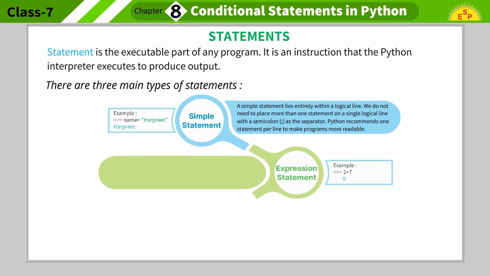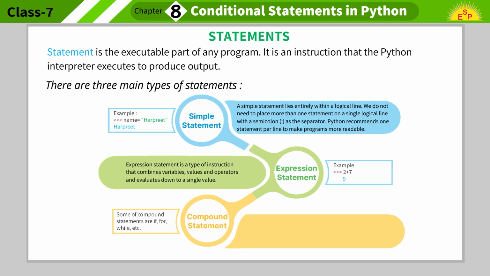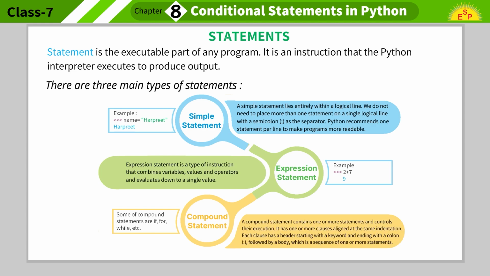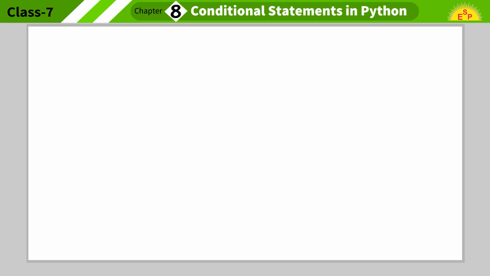Expression statement. Expression statement is a type of instruction that combines variables, values and operators and evaluates down to a single value. Compound statement. A compound statement contains one or more statements and controls their execution. It has one or more clauses aligned at the same indentation. Each clause has a header starting with a keyword and ending with a colon, followed by a body, which is a sequence of one or more statements.